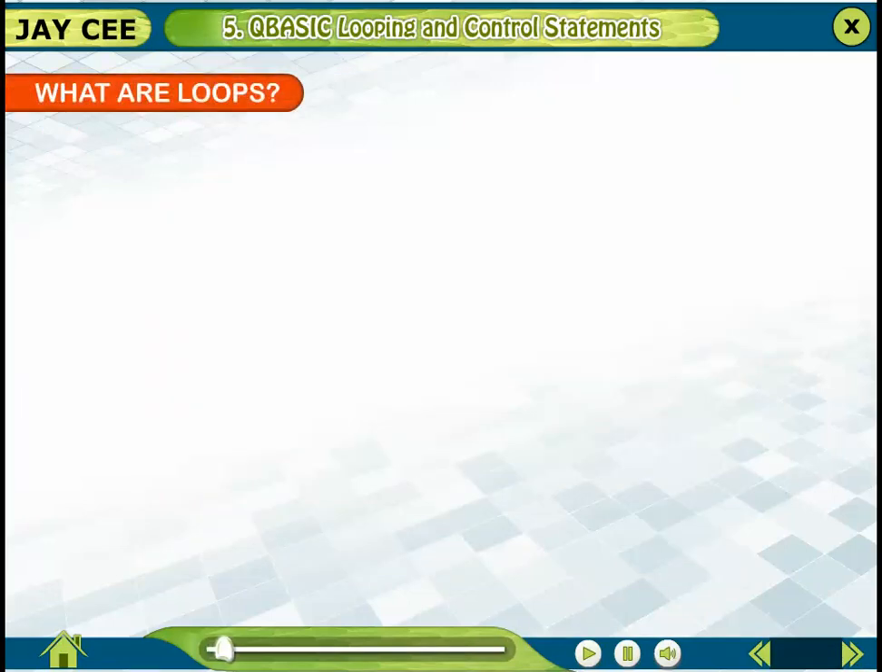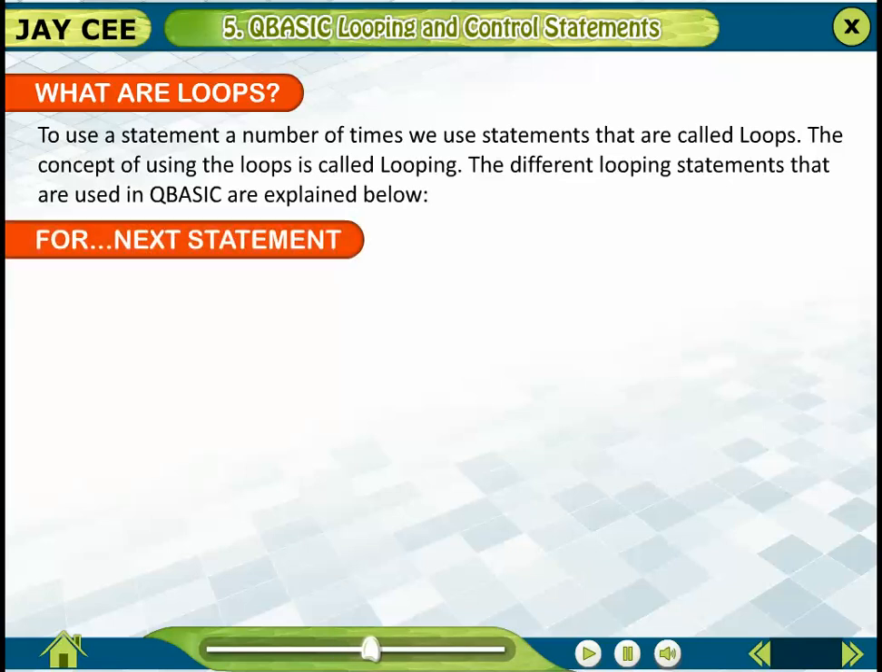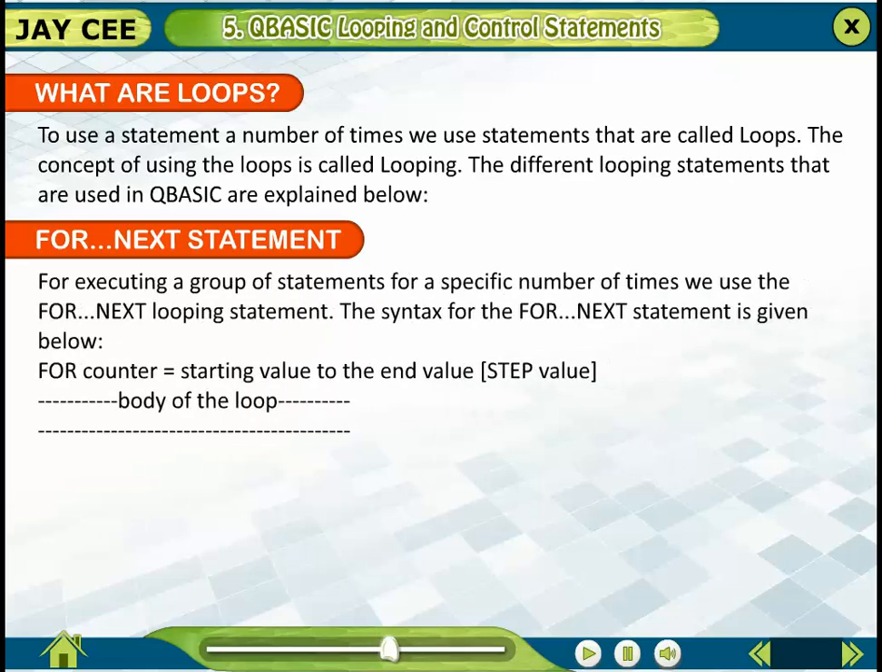What are loops? To use a statement a number of times, we use statements that are called loops. The concept of using the loops is called looping. The different looping statements that are used in QBASIC are explained below. For next statement. For executing a group of statements for a specific number of times, we use the for next looping statement. The syntax for the for next statement is given below.